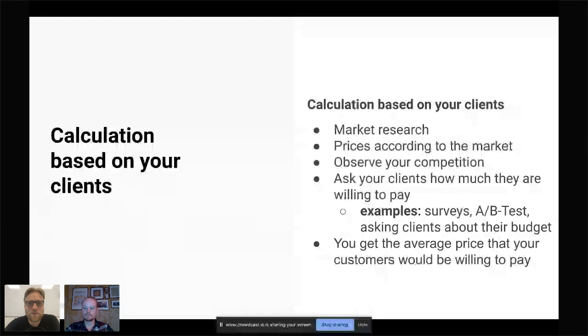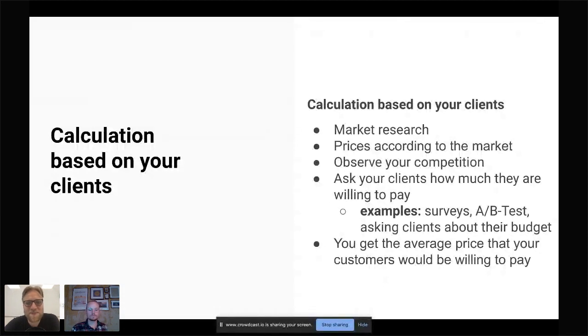Of course, you can observe your competition and just ask other freelancers and your friends who are doing freelancing about what they are charging with similar services. If you don't have any idea, just ask. Just ask your potential customer for a suggestion. It's not always the best idea, but when you're really a business starter, just asking the customer for a suggestion is always better to start with than your private costs.